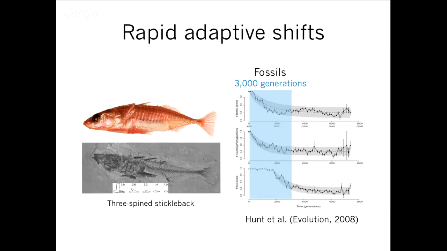This is a paper by Gene Hunt and others in 2008, where they recovered a fossil time series of 3-spine sticklebacks from Nevada. And in this fossil series, they found that adaptive shifts occurred, again, on the order of, say, 3,000 generations. Now, this number 3,000 doesn't mean anything inherently, but it's just to lend evidence to the fact that these shifts can occur very rapidly, especially when you compare, say, 3,000 generations to something on the order of, say, 3 million generations.